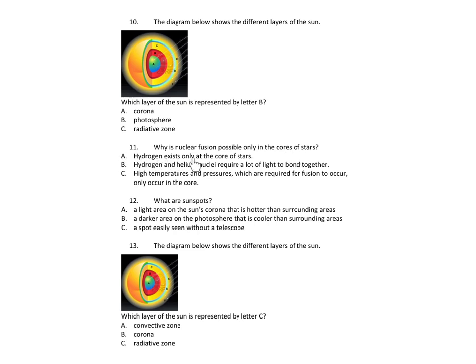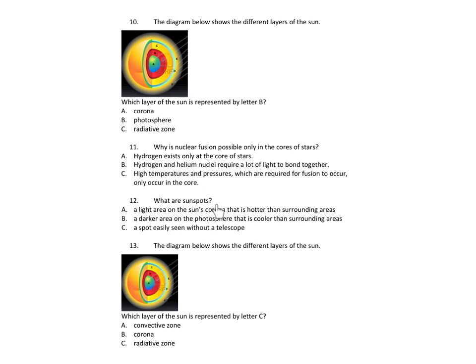Number 11. Why is nuclear fusion possible only in the cores of stars? A. Hydrogen exists only at the core of stars. B. Hydrogen and helium nuclei require a lot of light to bond together. C. High temperatures and pressures which are required for fusion to occur only occur in the core.